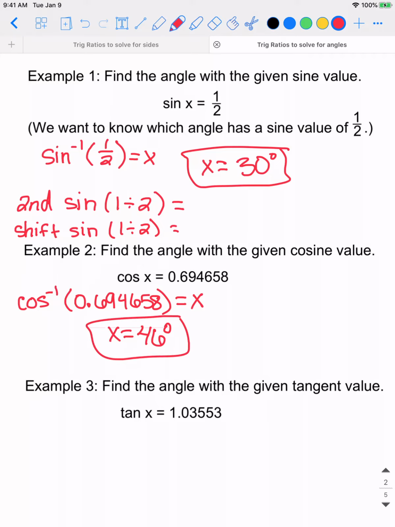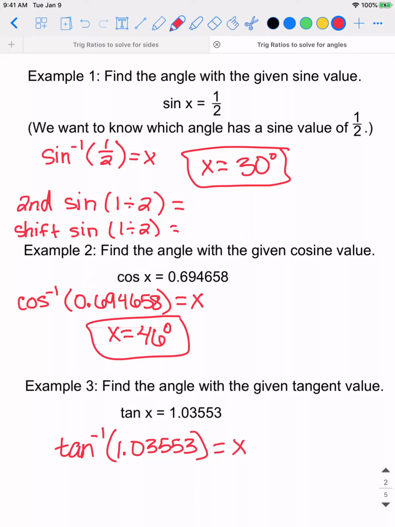So I want you to take a second and solve example 3. Okay, so you should have answered example 3. If you got it right, good job. If you didn't, here's your explanation. So we have tangent of x equals 1.03553. So we need to find the inverse of tangent of 1.03553, which is equal to our angle measurement.